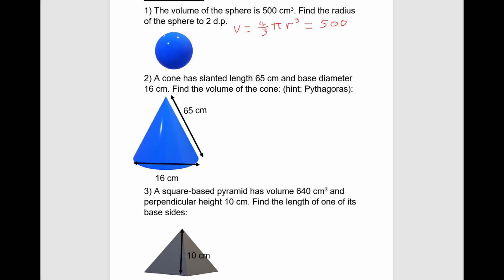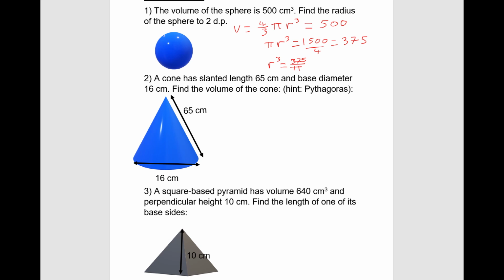What I could do first is multiply both sides by 3. So I have 4 pi r cubed equals 1,500. I could then divide both sides by 4, which will give me pi r cubed equals 1,500 over 4, which is 375. And then what I could do is divide both sides by pi. So r cubed is 375 over pi.